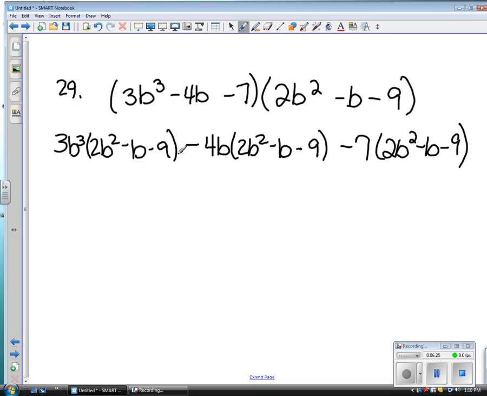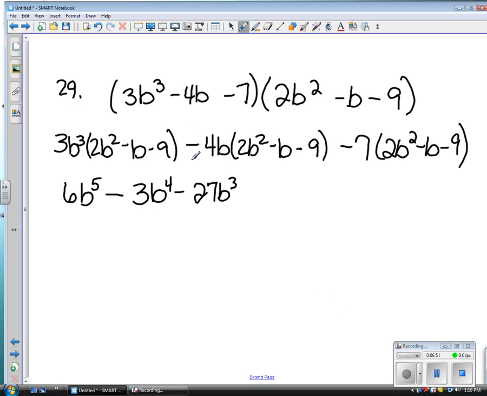Now I'm going to go through and multiply everything. I can expand it again if I want to, but I'm going to try and skip that step. So 3 times 2 is 6. B cubed times b squared is b to the 5. Minus 3b cubed times b is minus 3b to the 4th. Minus 27b cubed. Did everybody see what I did without having to expand it?